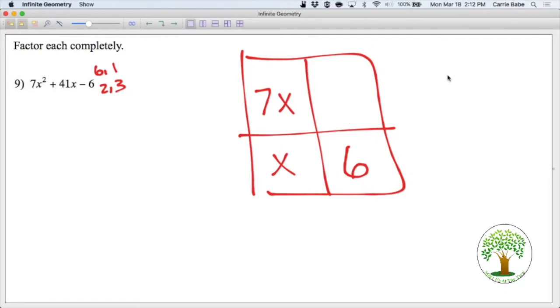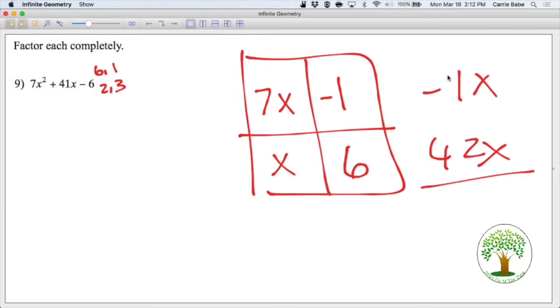Are they going to be both negative, both positive, or opposite? One's going to be positive, one's going to be negative. Now the question is, the 1 is going to be what, negative or positive? Negative, because it's got to go down 1, and it's a positive 41. So this gives me my positive 42x. This goes down 1 from there to be negative 1x. That will give me my positive 41x. The larger of them has to be positive. This is a lot of logic reasoning in your head to do all these things. What is my answer?